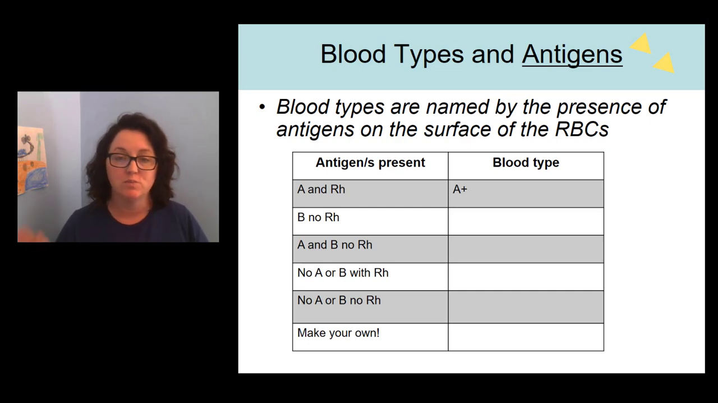So what I'd like you to do here is to pause the video and complete this table, right? So I've given you on the one side the different antigen combinations that are present on the red blood cells for these individuals, and you have to tell me what the blood type is. So I did the first one for you, right? I said this person has antigen A and antigen RH. So because they have antigen A, that means they're blood type A, and because they do have the RH, they are going to be positive. So this is someone with blood type A positive. So pause the video and go ahead and complete the rest of the table.